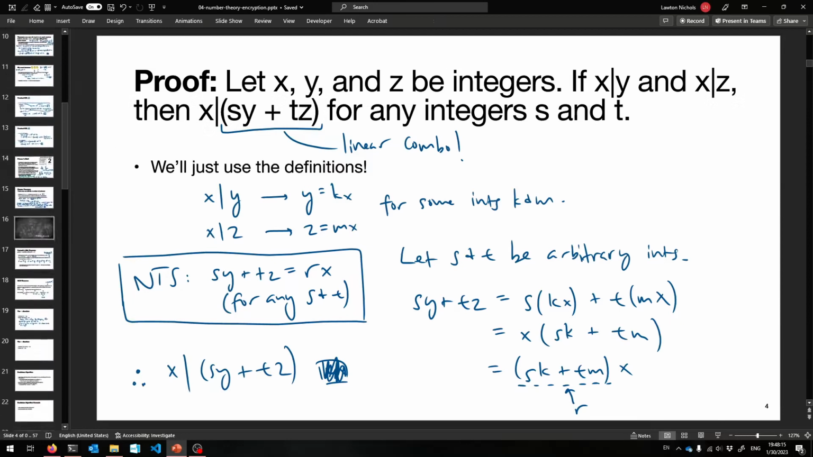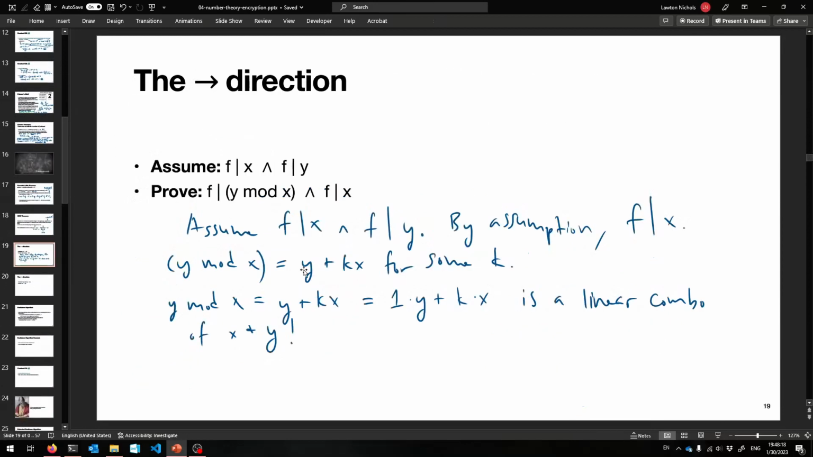And what do I have? I can use this theorem right now, right? What is y plus kx but a linear combination of x and y, for which I know that this factor divides both of those. So I can apply my old theorem. Therefore, I know that f divides this, and that is the same as y mod x. Therefore, f divides y mod x, which is a linear combination.